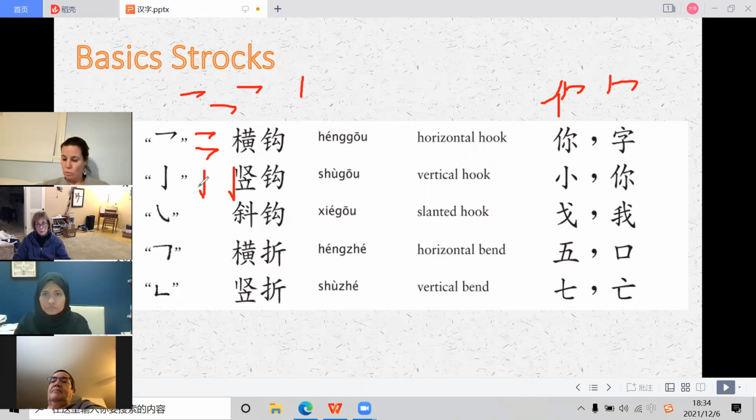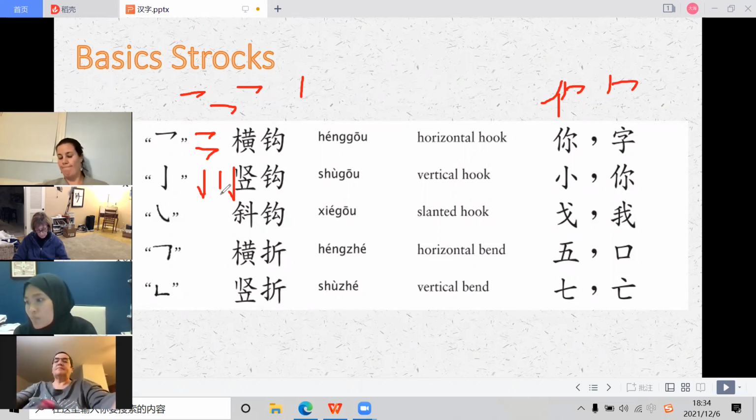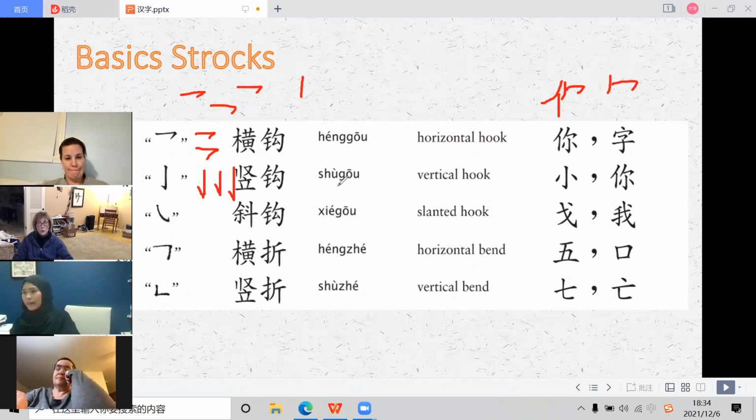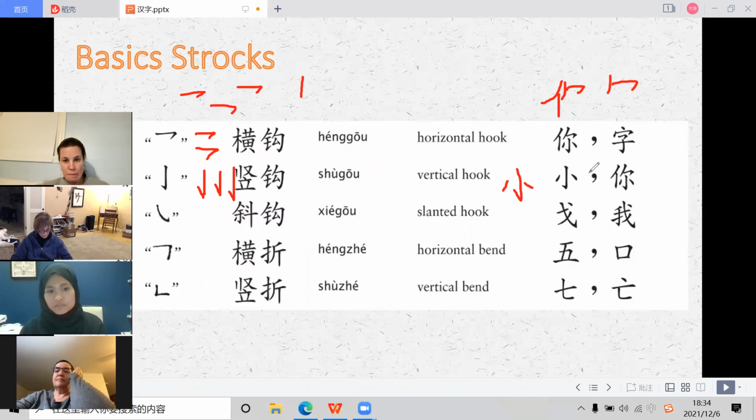竖沟, like this. Yeah, practice more. For example, this one is small, 小. 小姐, 小, 竖沟, 点. This is also 竖沟.